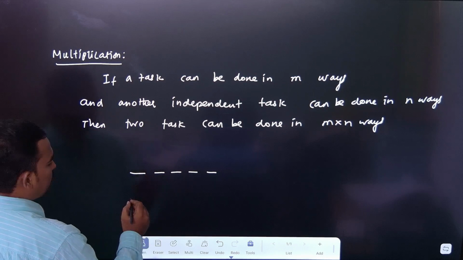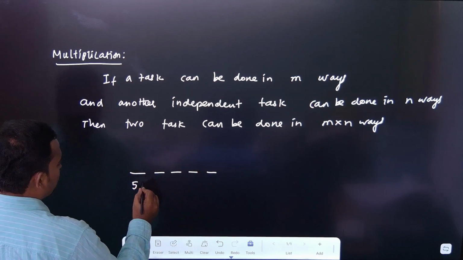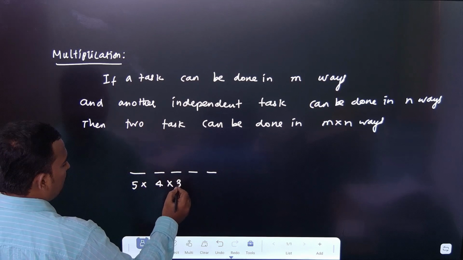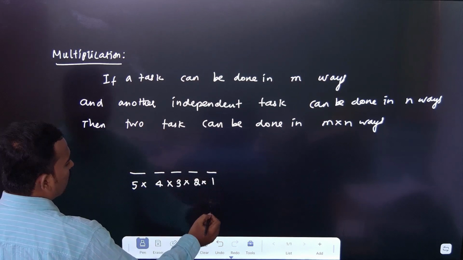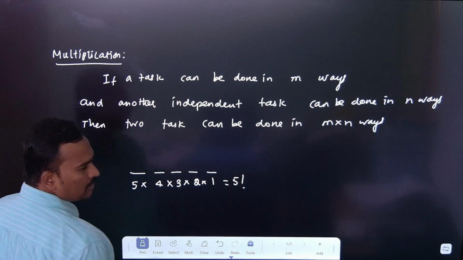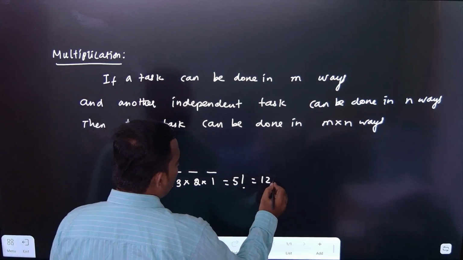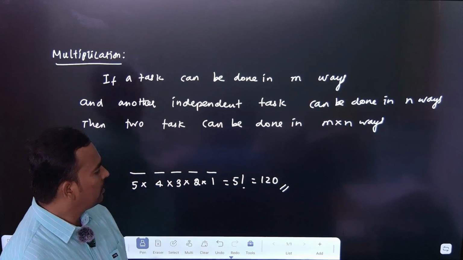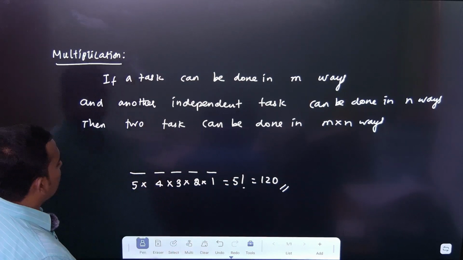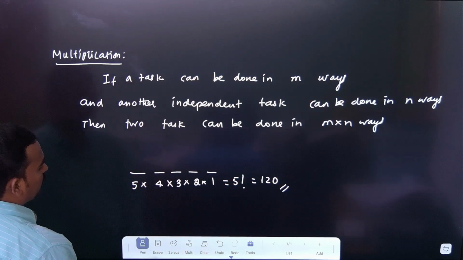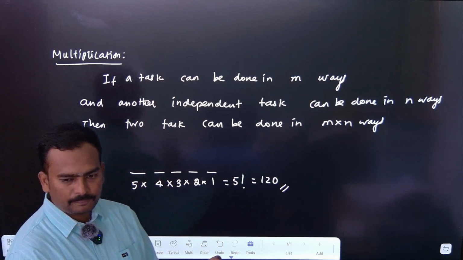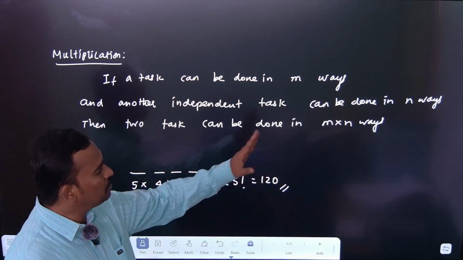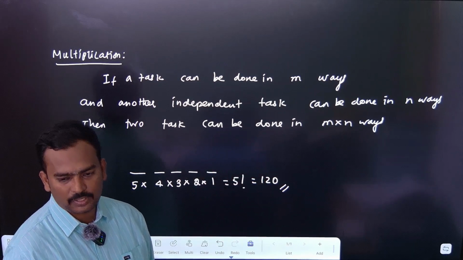The first student has 5 choices, then the second student 4 choices, the third student 3, then 2 and 1. That is 5 factorial choices. 5 factorial is 120 possible ways to arrange them in a row, right? So whenever they ask for "and", we need all 5 students at the same time, so you have to use the multiplication principle.